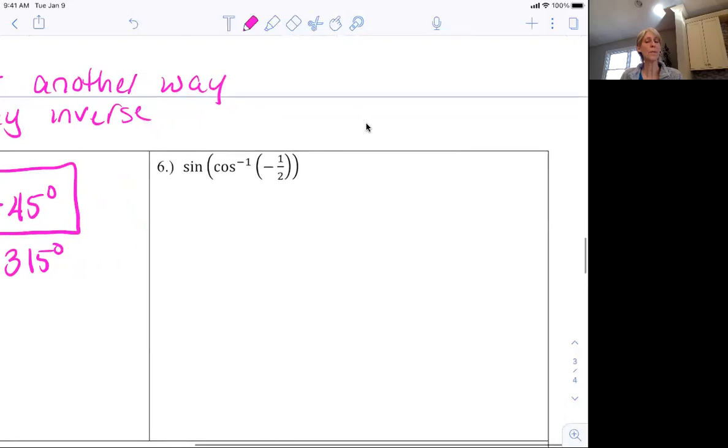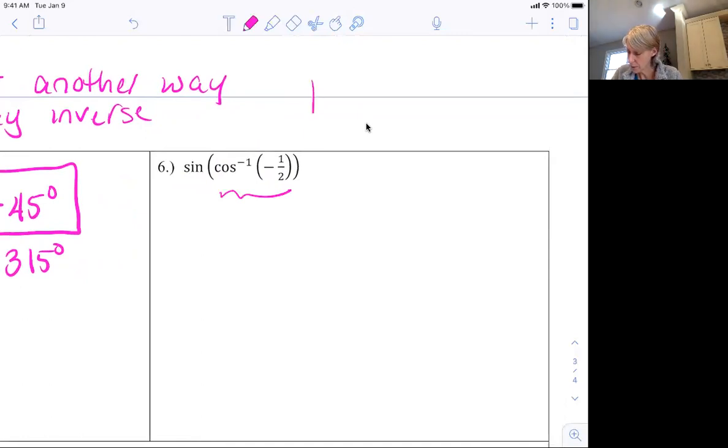Now I've got a multi-step problem here. First, I want to work from the inside out. I want to find this angle, and then I want to set up the sine for it. So now we're reading math a little bit more thoroughly. I'm going to start inside here: the angle whose cosine is -1/2. Just going to draw my triangle. Hopefully, you guys now are seeing that it's coming to you a little bit easier. What angle gives me a cosine of 1/2? A 60-degree angle.